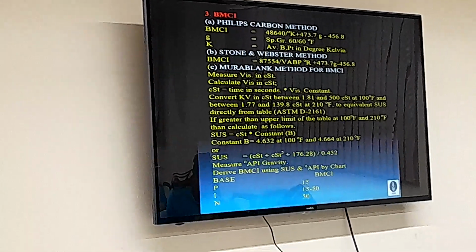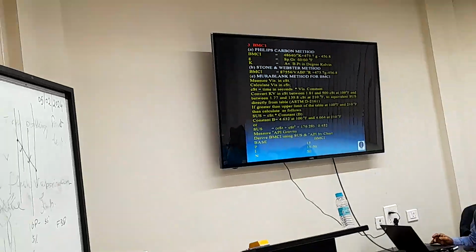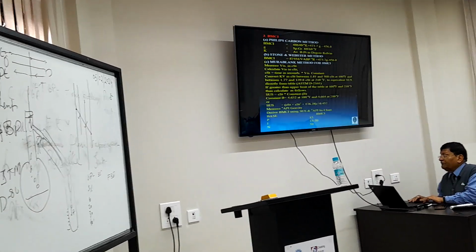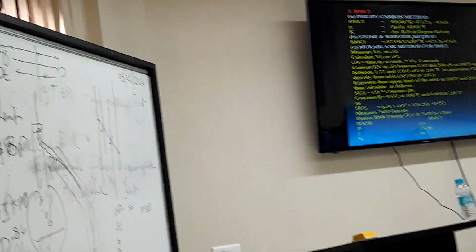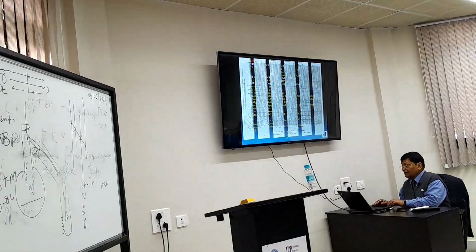In KUOP, we add the 460 with MEABP, mean average boiling point. Here, we are adding in VABP, volume average boiling point. We add 473.7 G, where G is the specific gravity, minus 456.8.